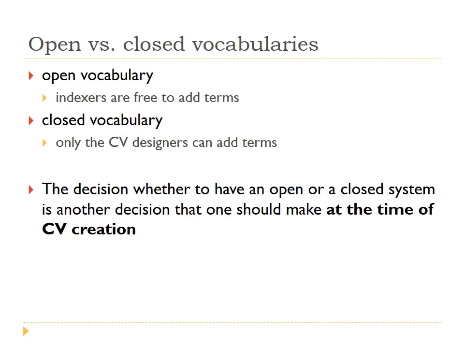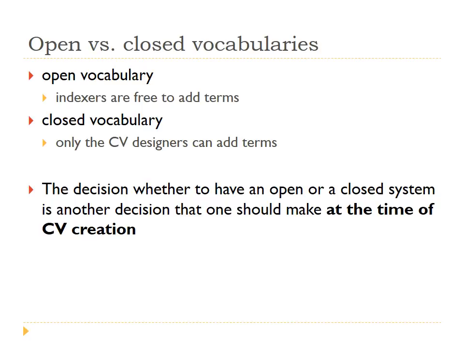Let's move on to talking about open versus closed vocabularies. This is a little bit easier than the difference between pre-coordinate and post-coordinate. An open vocabulary is simply one where an indexer, someone who's using the vocabulary to describe resources, is free to add new terms to the vocabulary. So if you've done your subject analysis and you've thought of a concept for this resource and you look at the controlled vocabulary and there's not a term that really encapsulates that idea, in an open vocabulary you can add one as the indexer. In a closed vocabulary, only the designers of the CV can add new terms.